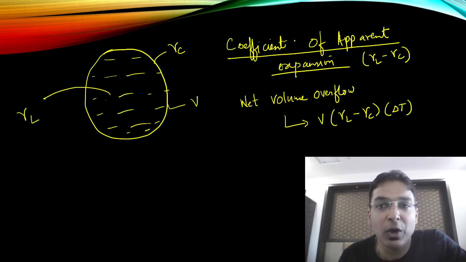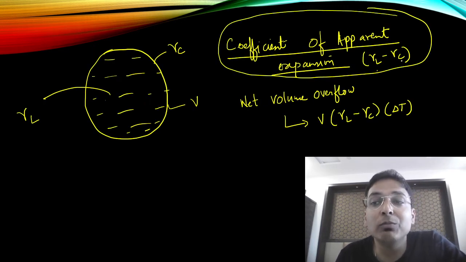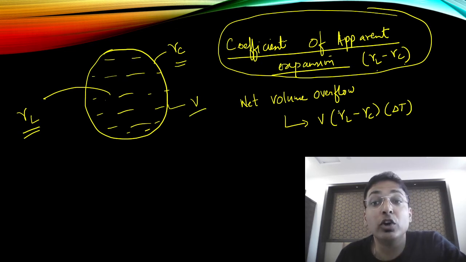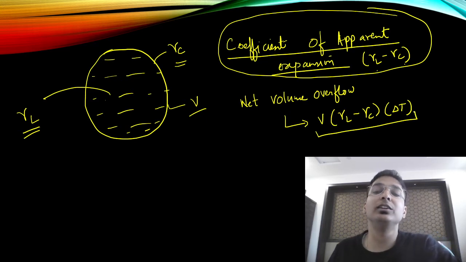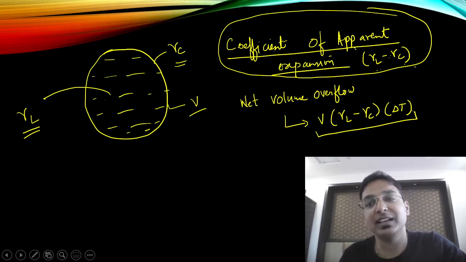Okay, quickly moving forward. Now the coefficient of apparent expansion is gamma liquid minus gamma container. Suppose you have a container having coefficient of volume expansion gamma C, and the liquid has coefficient of volume expansion gamma L, and the volume is V. Then what is the net volume overflow? It is V into (gamma L minus gamma C) into delta T, where gamma L minus gamma C is known as the coefficient of apparent expansion.